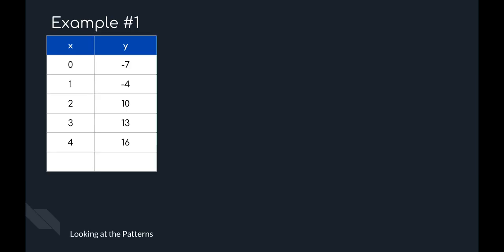Let's take a look at a typical example. We're starting with the table of values. We have our initial value at x equals 0. You'll notice that each time we're increasing by 3. So the goal is to develop an equation for any situation.